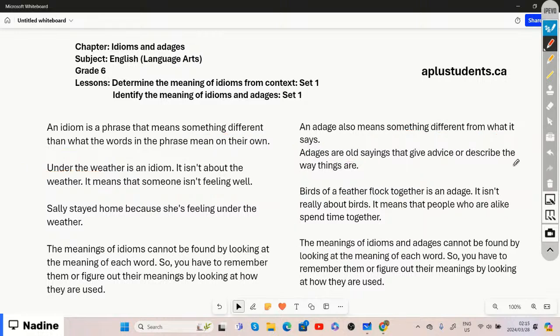All right. So now we said that an idiom is a phrase that means something different than what the words in the phrase mean on their own. And adages, right? They mean something different from what they say. And adages are old sayings that give advice or describe the way things are.